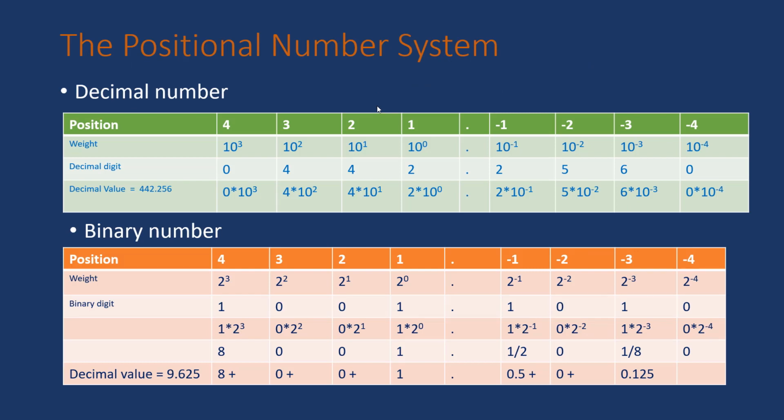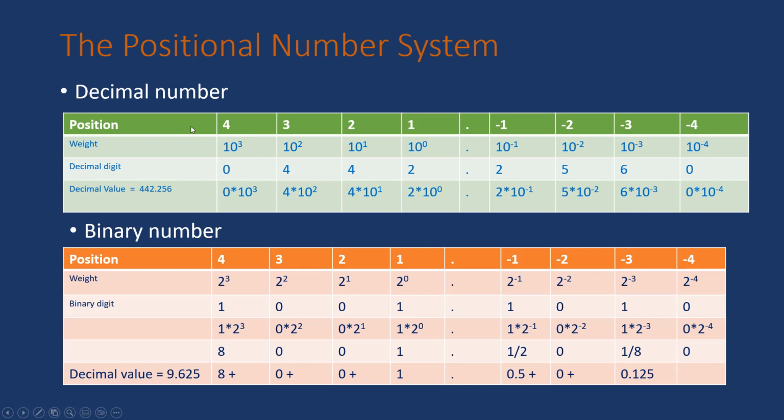In this slide, let's look into the position number system. Let's compare with decimal and the binary. For example, if we have a decimal number 442.256, let's mark the position. Before the decimal point, the first digit is 1. The second digit position is 2, 3, 4, 5.